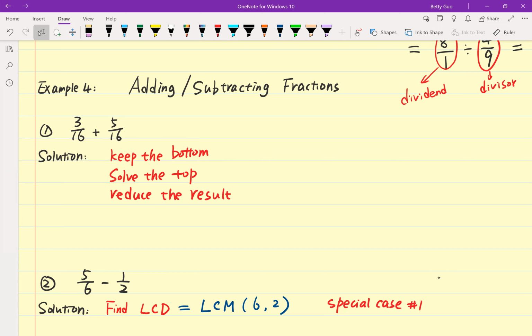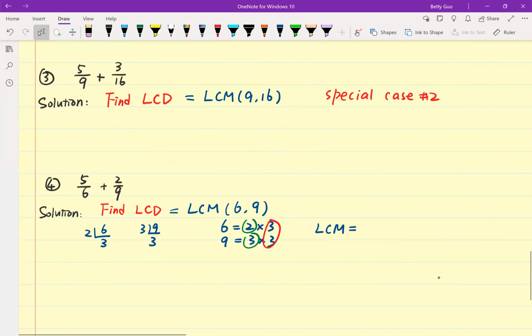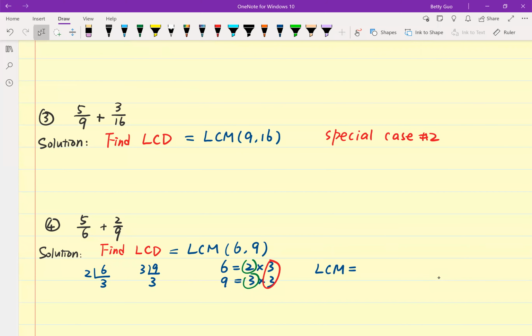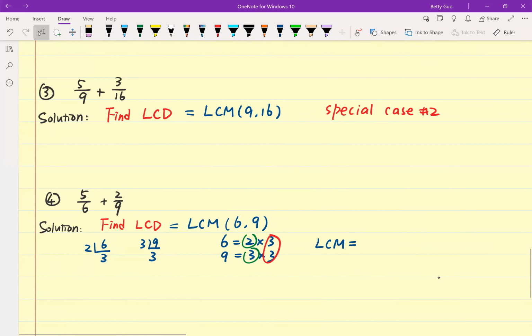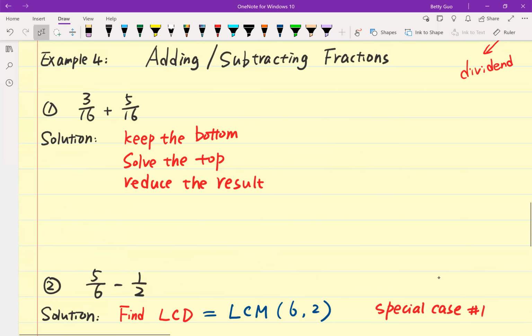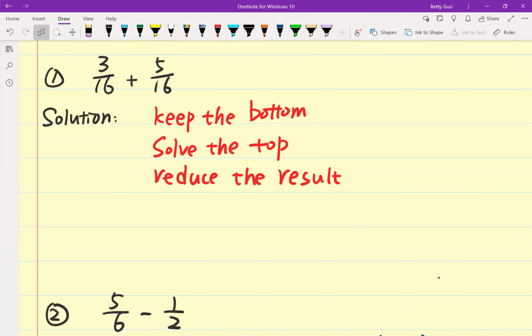So here I have the following 4 examples. I'll explain the purpose of each example because they represent different cases. The first problem, 3/16 plus 5/16. We are adding the 2 fractions. Look at those 2 fractions and let me know, do the 2 fractions have the same denominator? Yes or no? Yes.